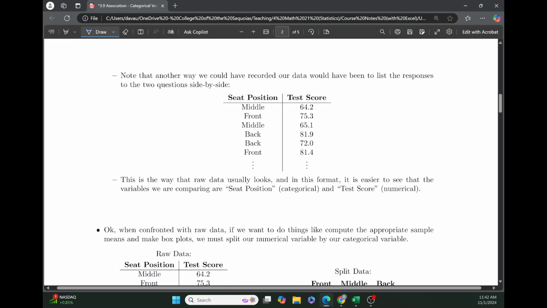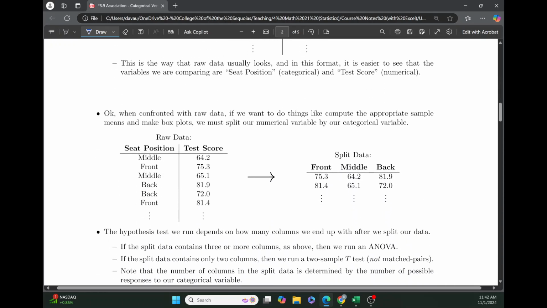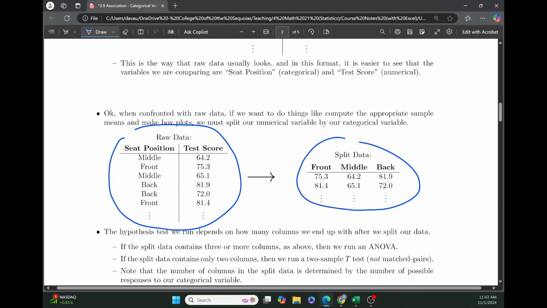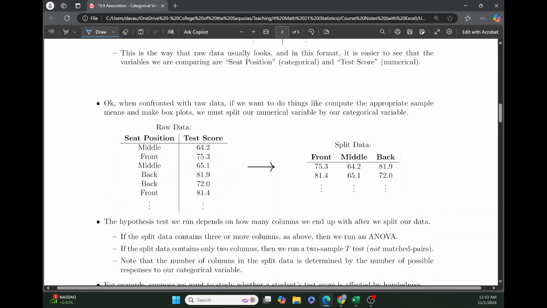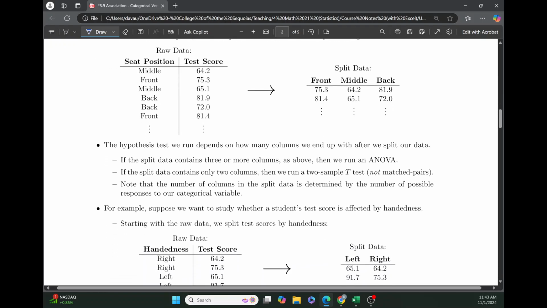So with that said, as nice and clear as it is to have the data stored this way, in order to actually run any analysis, we have to split the test scores by seat positions. If we want to compare sample means, make box plots, or run an appropriate hypothesis test, we have to take the raw data and split it so that it looks the way it did when we first looked at this example, right?